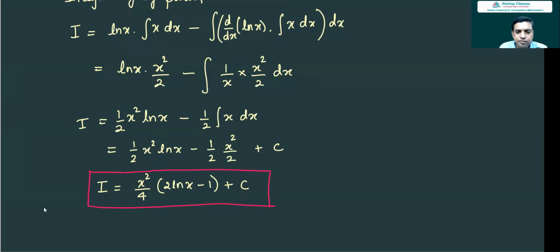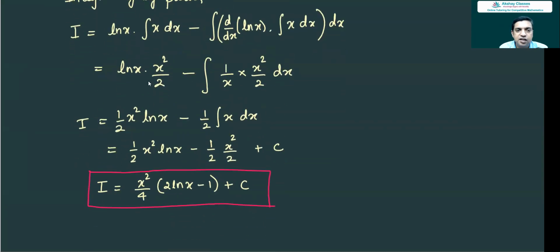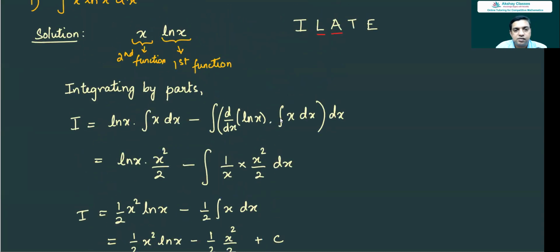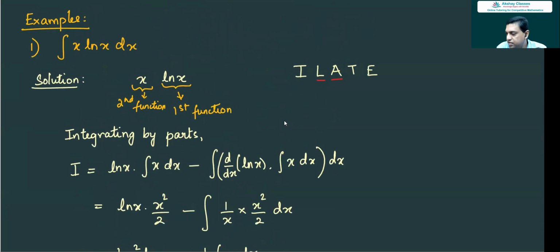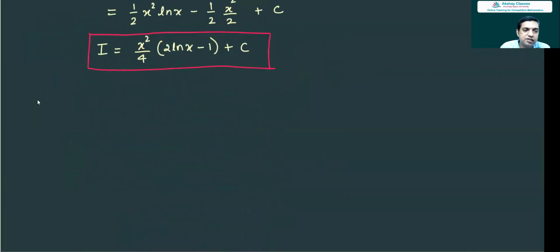Okay. So this is integration by parts. Once you identify first function, it is first function into integral of the second minus integral of the derivative of the first into the integral of the second, the whole integral. Okay. So this is standard one. Sometimes we may have to do it twice.